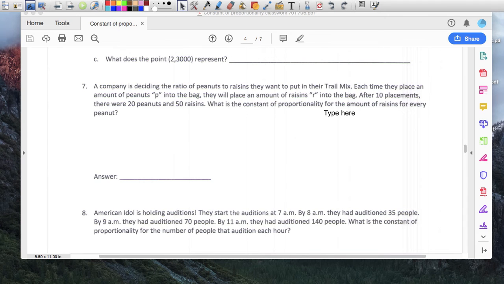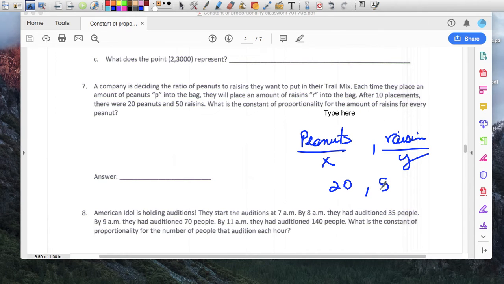I would call that the raisins, because you're putting peanuts in this with raisins. So the P happens first and the raisins happen later. So P would be my X, and the raisins would be my Y. So that's what I would do. So after 10 placements, there were 20 peanuts and 50 raisins, so 20, 50.